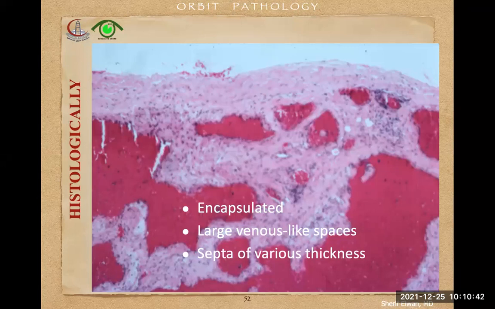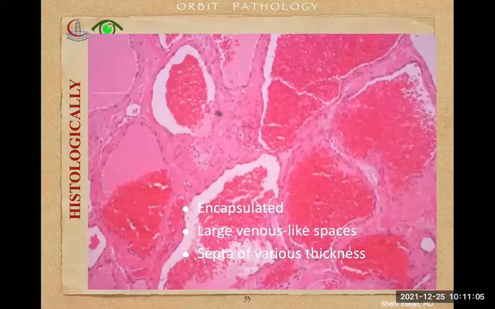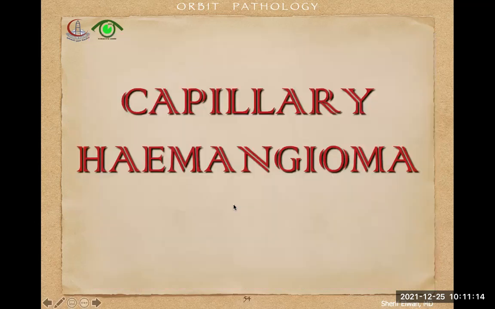And that is why it's disorganized, and that's why we classify it as a hamartoma, with septa in between, and these septa are of various thickness. Sometimes the space is big, sometimes the space is small, and in this way, the tumor might be a bit compressible. Again, encapsulated large venous spaces with septa of various thickness.